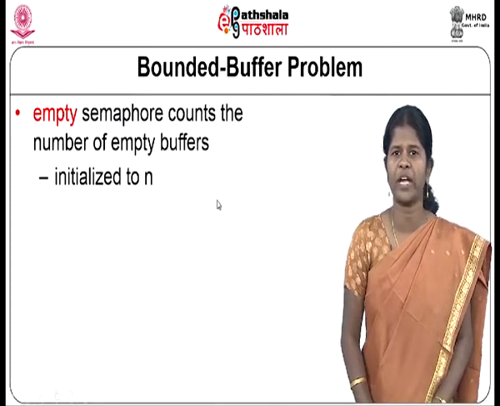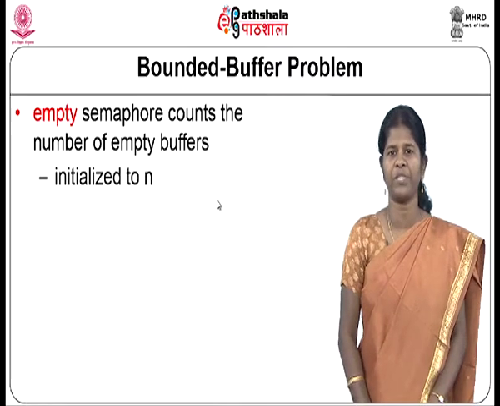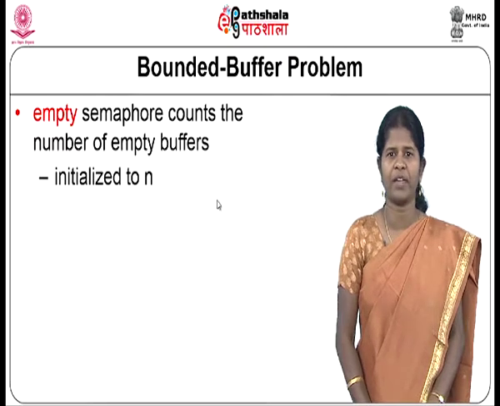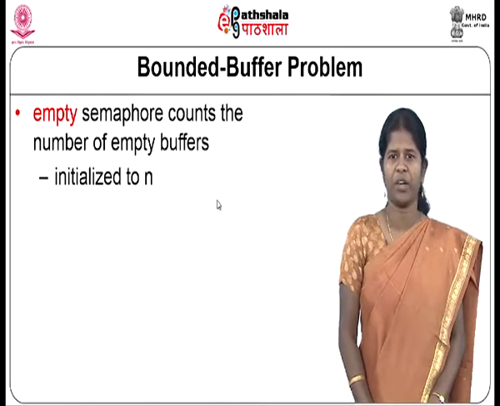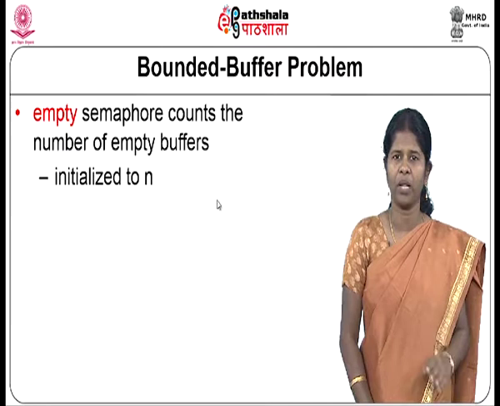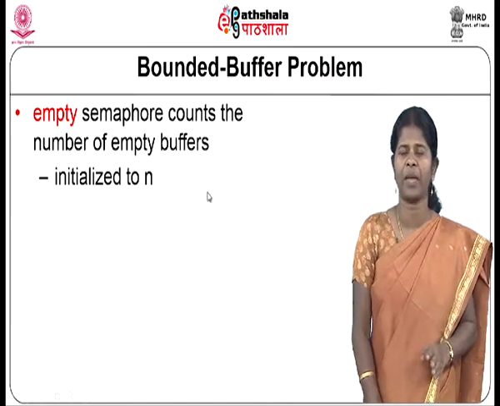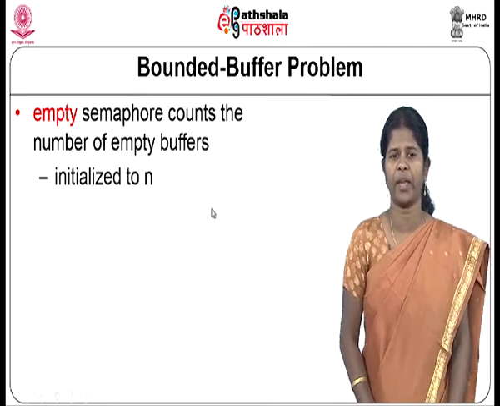The empty semaphore is used to count the number of empty buffers. It is initialized to n. Initially all n buffers are empty, and hence the initial value of the empty semaphore is set to n.